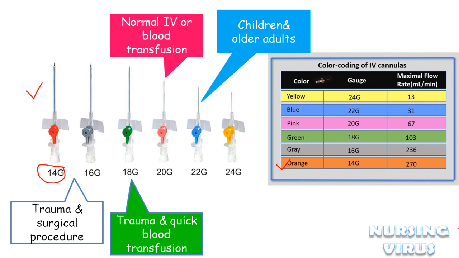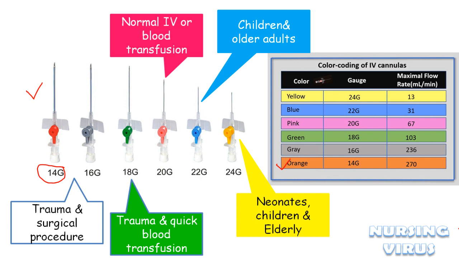This is also commonly used for children and older adults, where we cannot find the veins easily. This venflon can be very helpful. And the 24 gauge, which is yellow in color, is commonly used for neonates, that means newborns, and for children and elderly people.